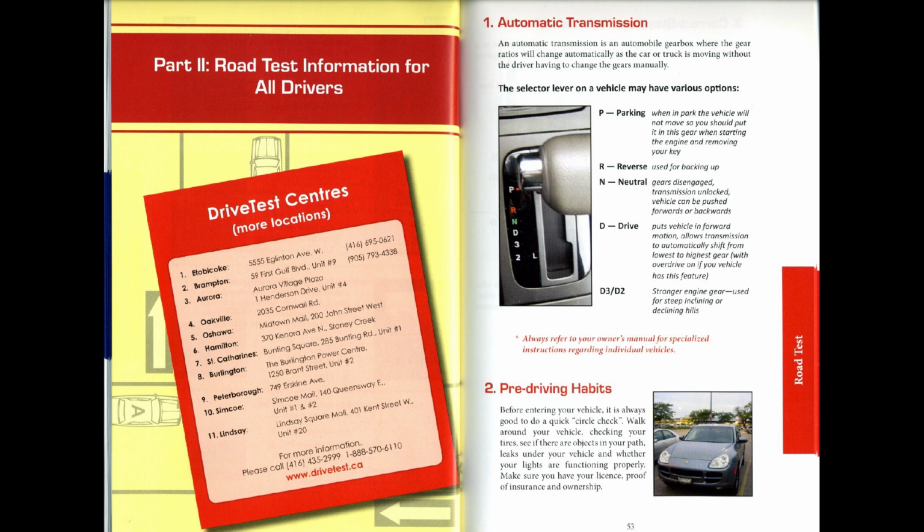R for reverse. Reverse is used for backing up. N for neutral. Gears are disengaged in neutral, transmission unlocked, and the vehicle can be pushed forwards or backwards. D for drive. Puts the vehicle in forward motion, allows the transmission to automatically shift from lowest to highest gear, with overdrive on if your vehicle has this feature.